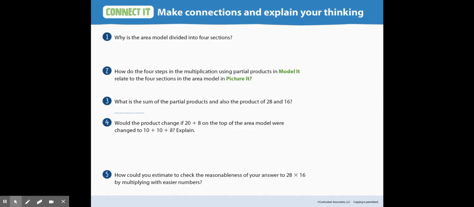Number 3, what is the sum of the partial products and also the product of 28 and 16? The product is 448. Number 4, would the product change if 20 plus 8 on the top of the area model were changed to 10 plus 10 plus 8? Explain. So go ahead and pause to find your explanation and then press play when you're ready.